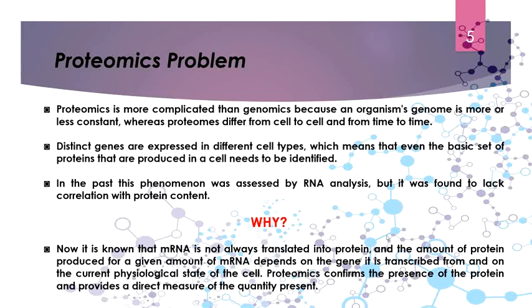Suppose I isolate 100 mRNA, I am sure that I am going to find 100 proteins, right? But that is not the case. Sometimes if you have 100 mRNA, you are going to find 500 proteins, sometimes you are going to find 200 proteins. So why is this change? Why does the amount of protein not always correspond to the amount of mRNA?